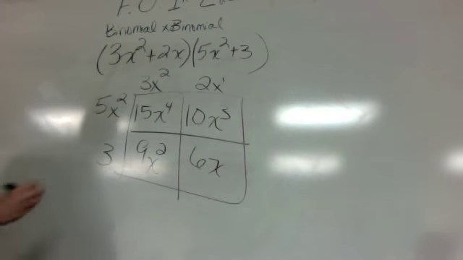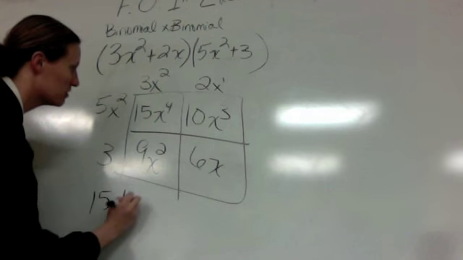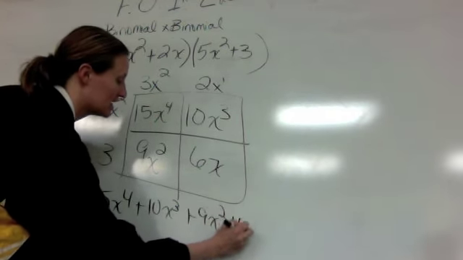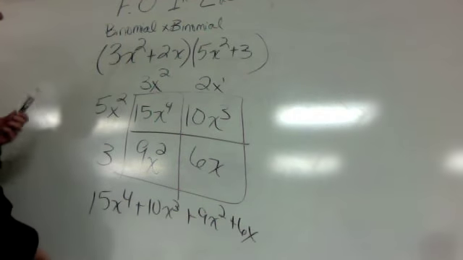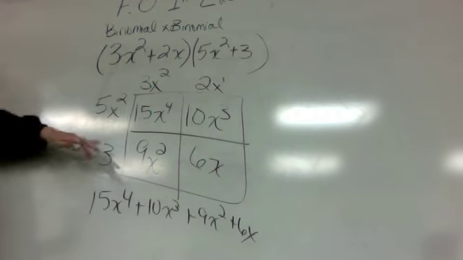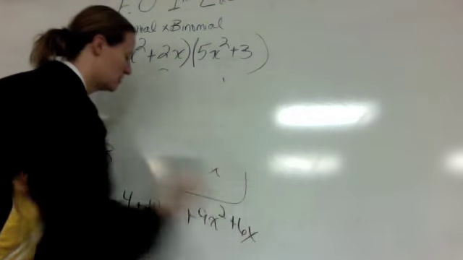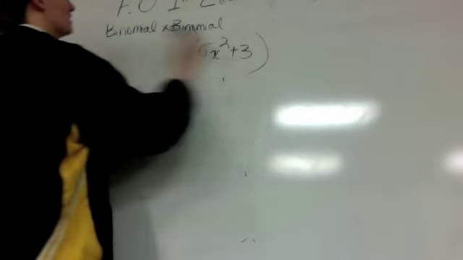Now, again, you can just write the addition underneath. 15x to the fourth plus 10x to the third plus 9x squared plus 6x. And there is the final answer. So that's how you do FOIL or the box method. Either way, we're taking a binomial times a binomial, which is undoing our factoring.